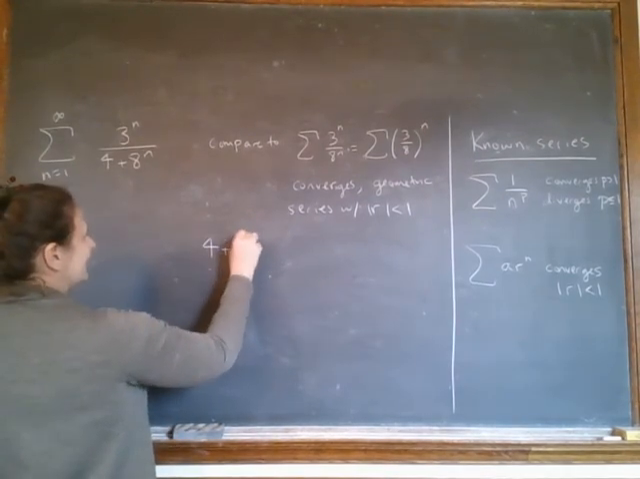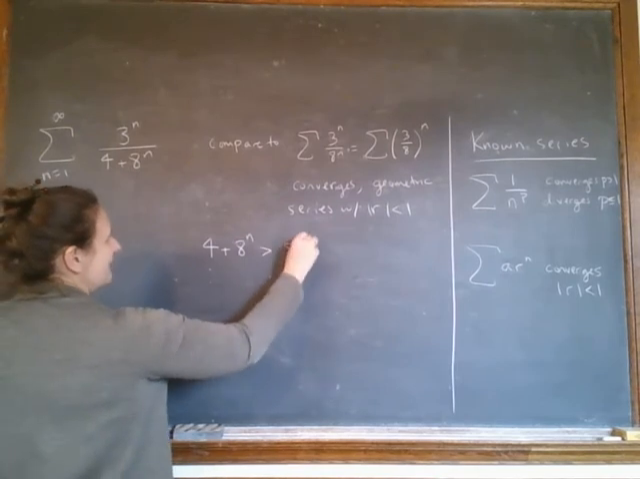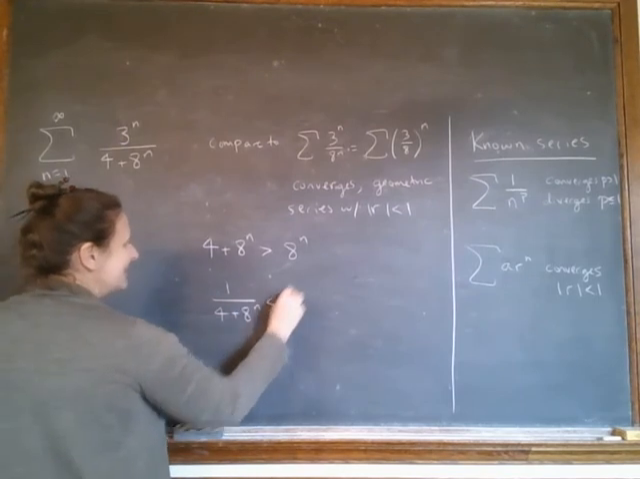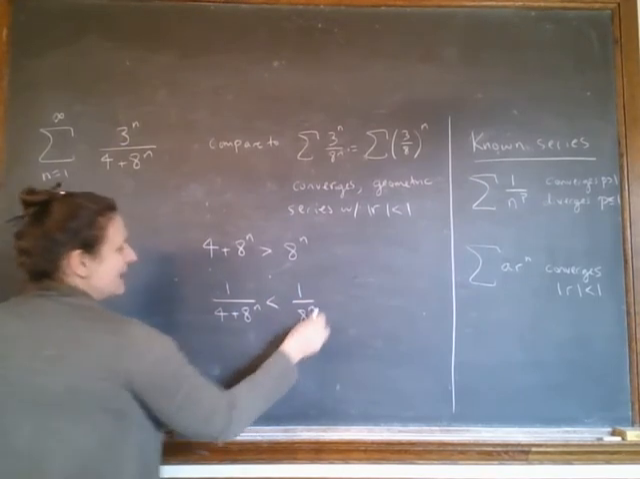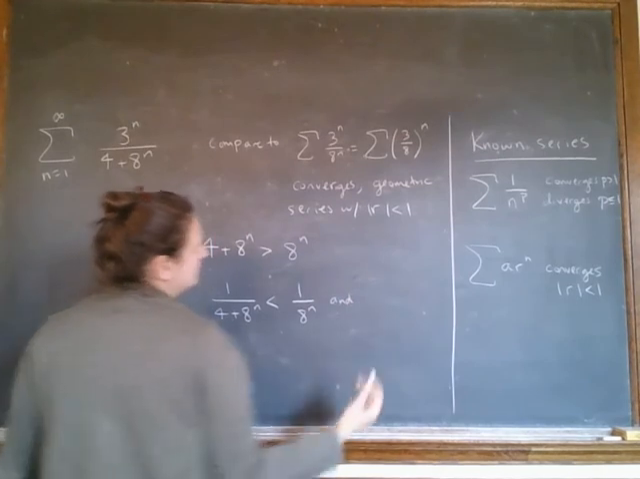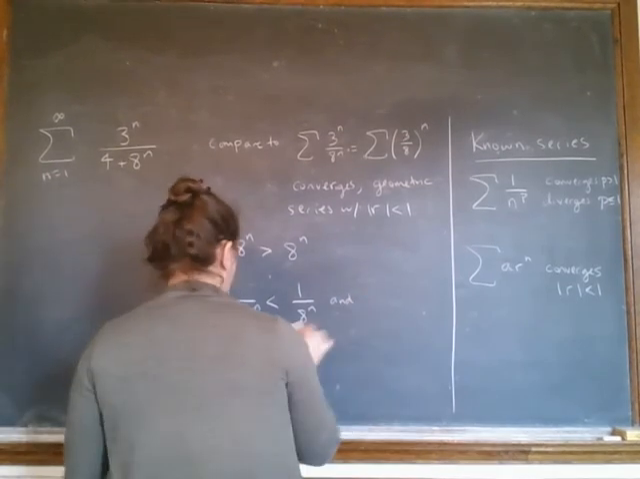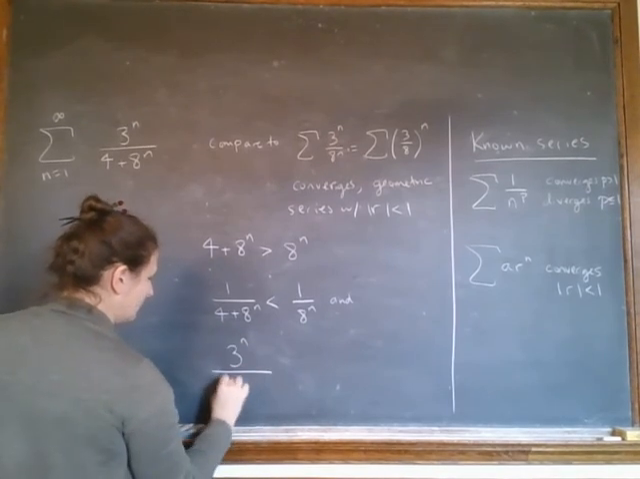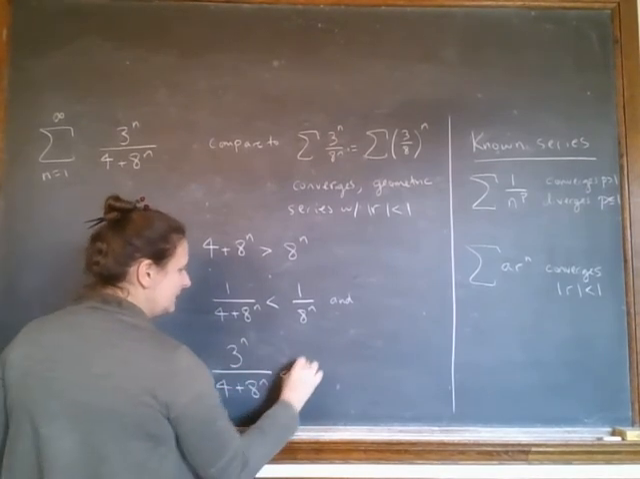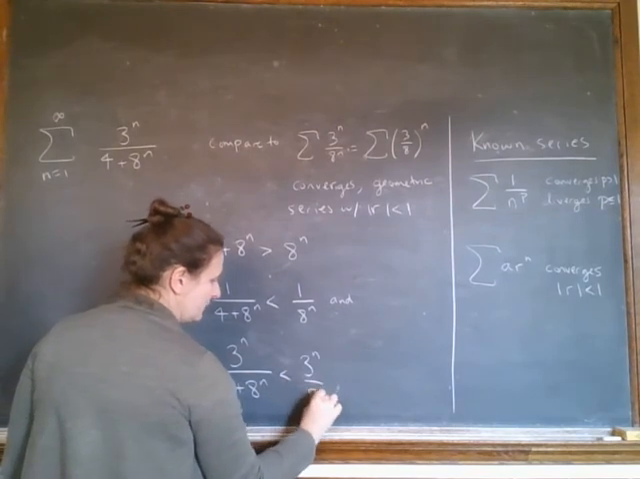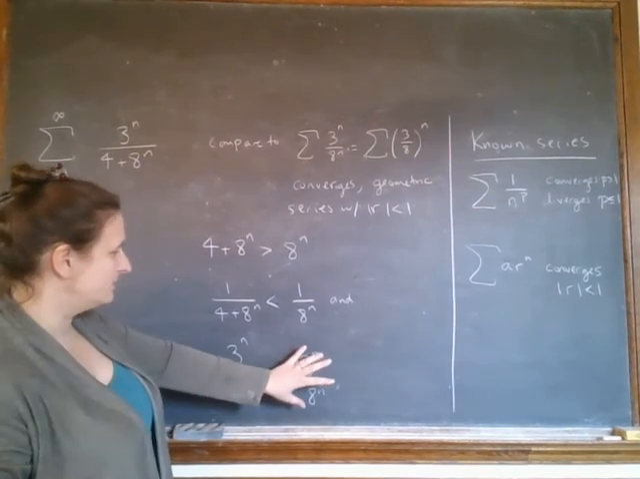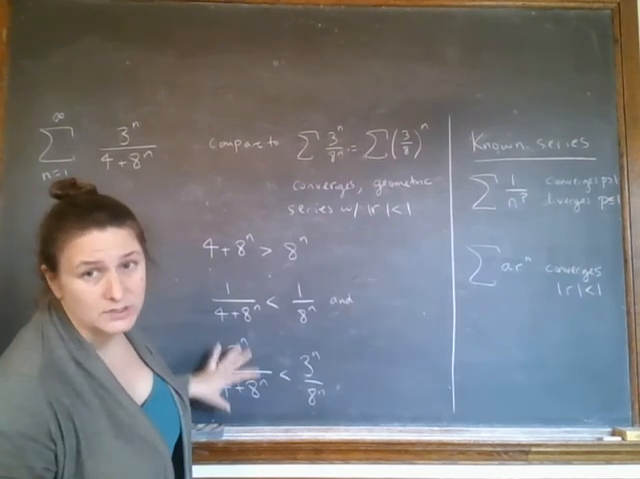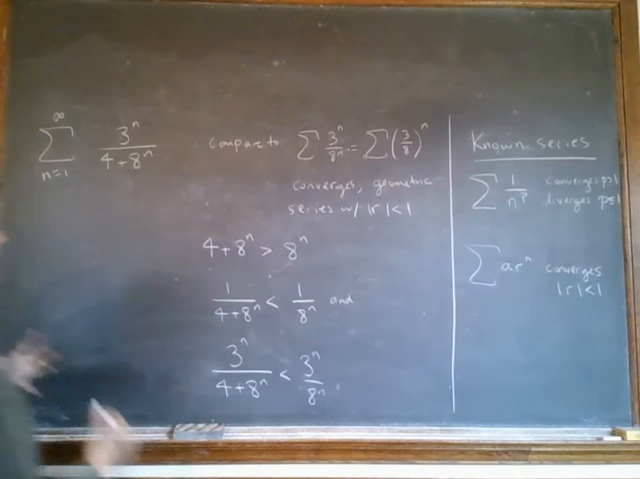4 plus 8 to the n is greater than 8 to the n. So 1 over 4 plus 8 to the n is less than 1 over 8 to the n. And if I multiply by 3 to the n, it doesn't make any difference. So I'll just write right here, 3 to the n over 4 plus 8 to the n is less than 3 to the n over 8 to the n. So since this guy converges as a series, and all these terms are less than that, this guy will also converge as a series. Okay, so that's the idea.